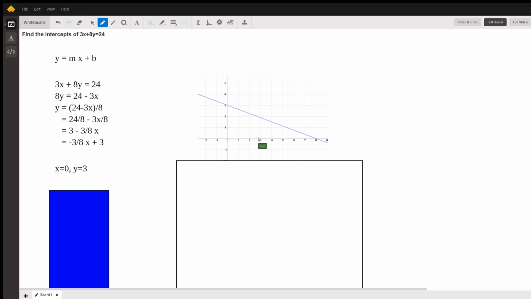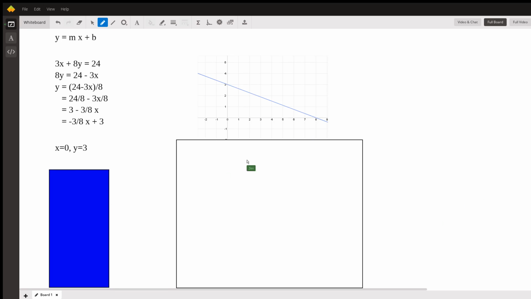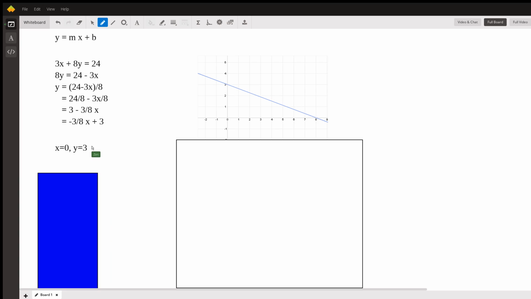Now, what happens when y equals 0? Well, we have the x-intercept of 8. And how do you check that? Just put the x value at 8. If we put x at 8, we'll have y equals 0. And so there are your intercepts. When x is equal to 0, y is equal to 3. When y is equal to 0, x is equal to 8. Those are your intercepts, and I'll put that here for you where you can see it.